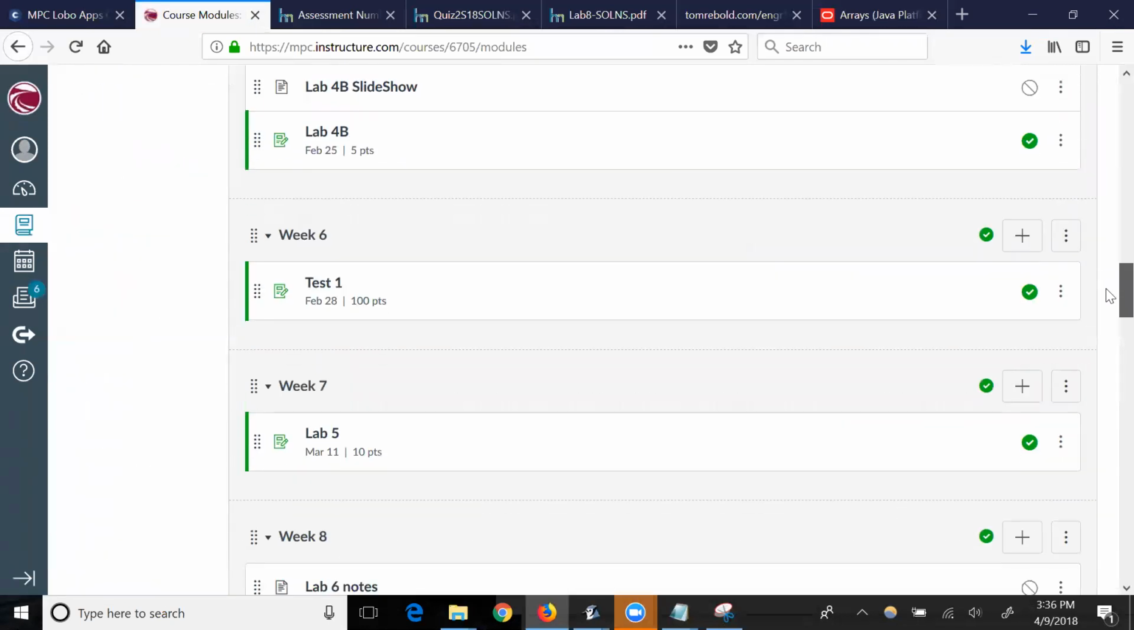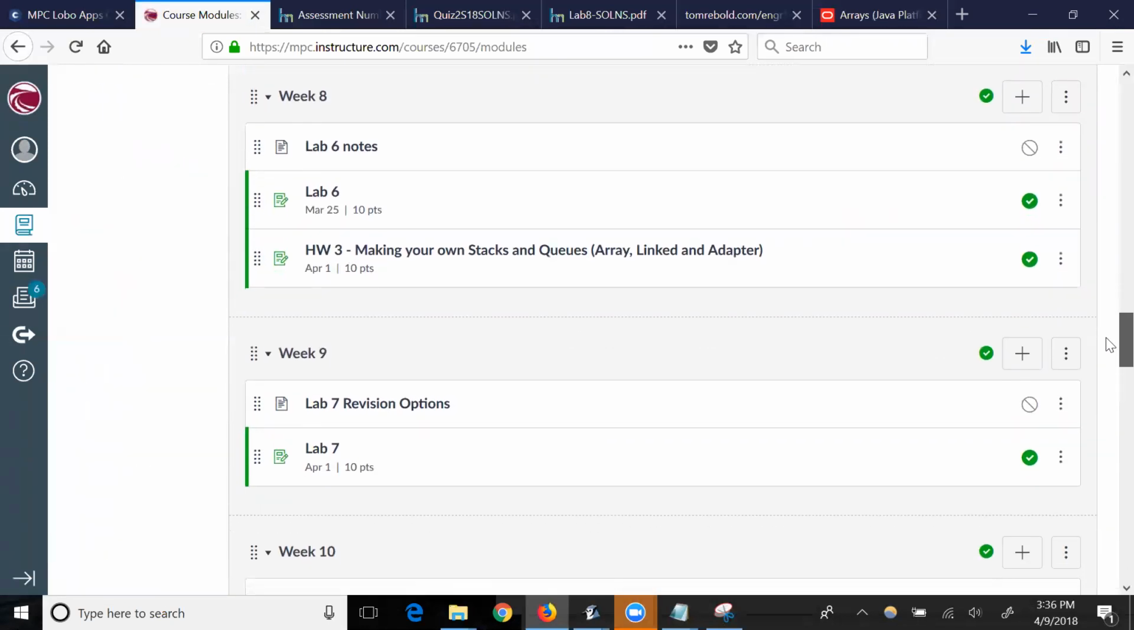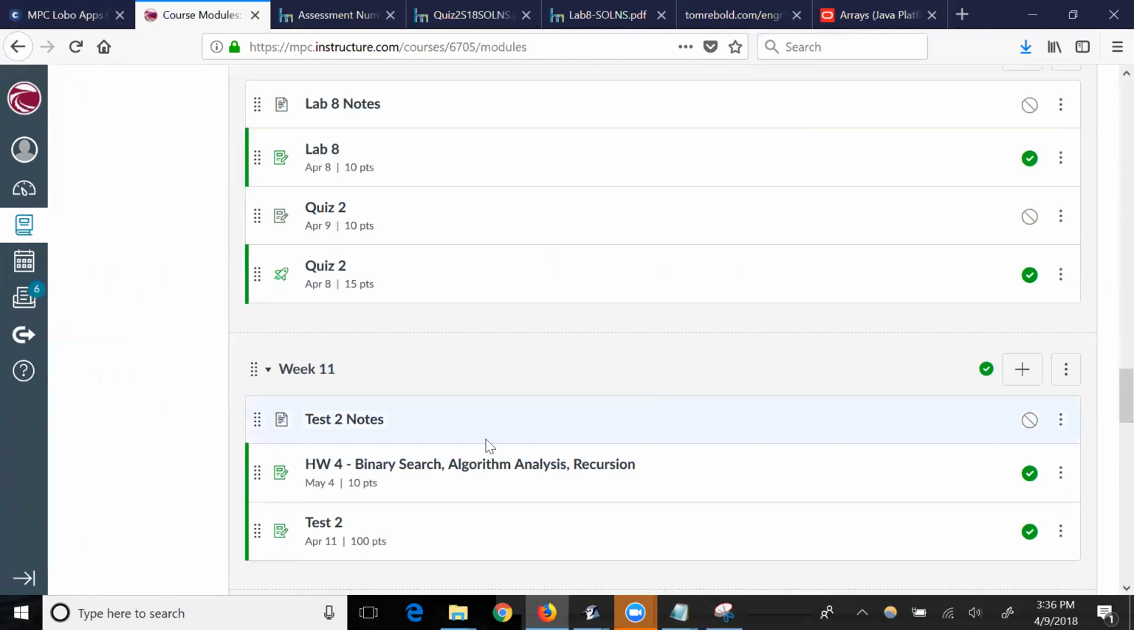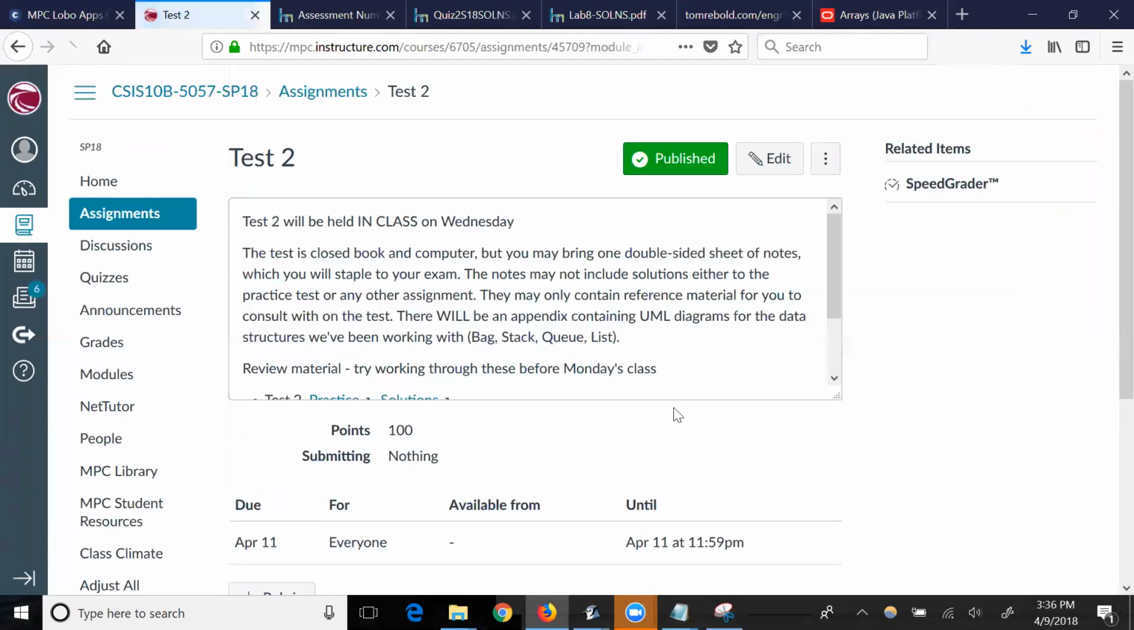The best notes are the notes you carry embedded in your nervous system because you've been doing the work, and they come out without you having to ask them or look them up. But you can't have solutions to the practice test or assignment, I guess.